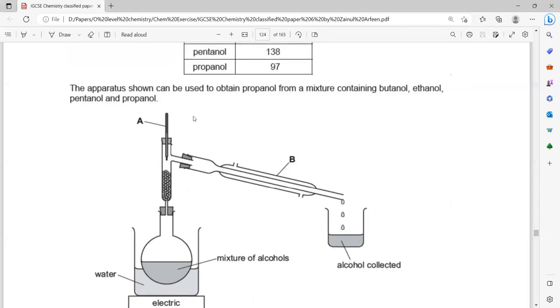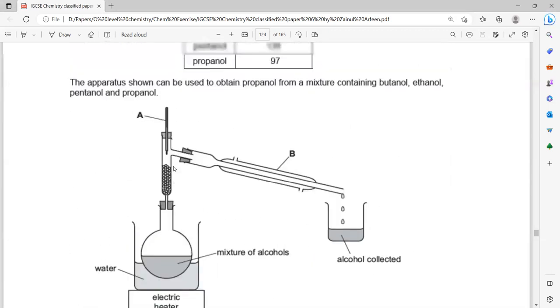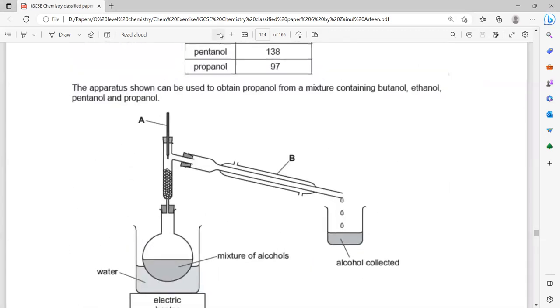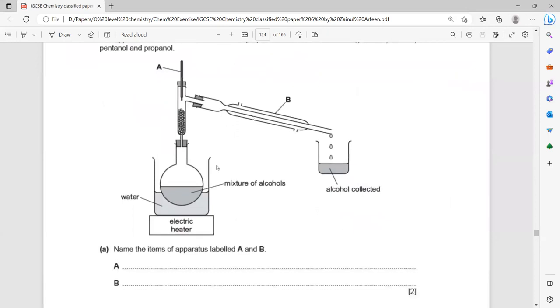The apparatus shown can be used to obtain propanol from a mixture containing butanol, ethanol, pentanol, and propanol. As you can see, the apparatus is for fractional distillation. Name the apparatus labelled A: thermometer, and B: Liebig condenser. You can also say condenser or Liebig condenser. Both are correct.